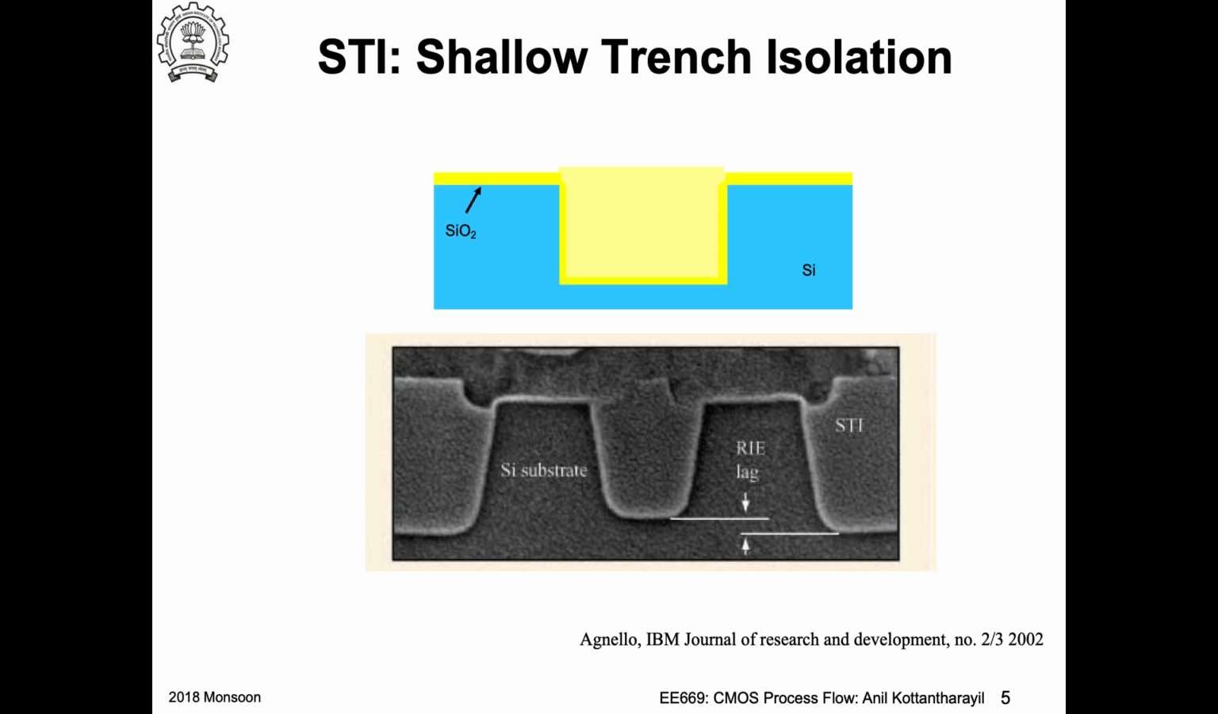Okay, so this slide shows you the wafer after the shallow trench isolation process is completed. The bottom figure is actually an SEM cross section of shallow trench isolation, and you can see the silicon substrate and the STI. So the STI regions are where you have the oxide.